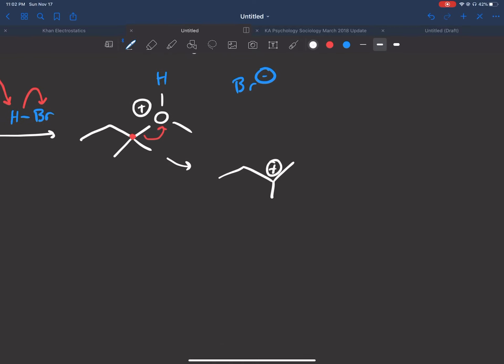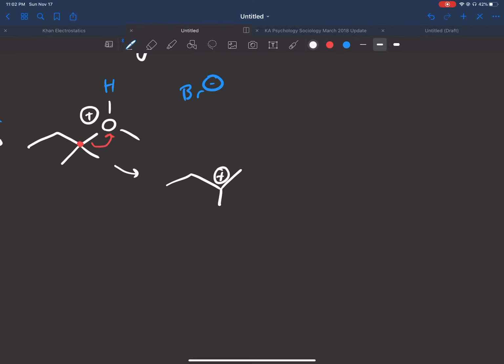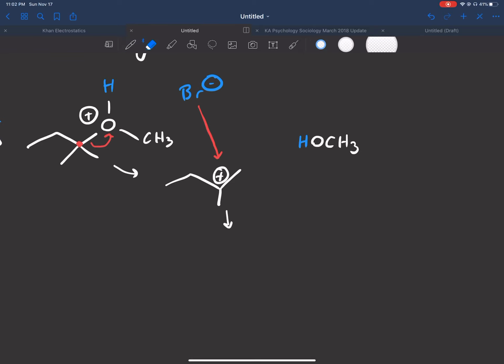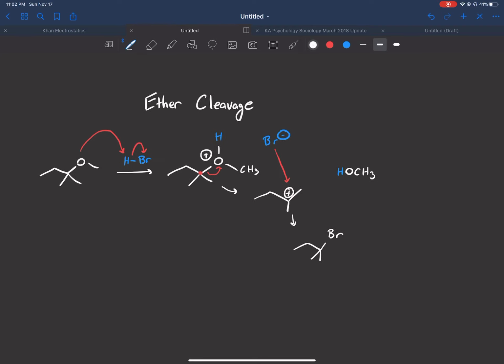So we have this tertiary carbocation. We have this, and this is a methyl, right? So we're going to have this. We have our alcohol, and we still have our Br minus. The next thing that's going to happen is the Br minus is going to come in and attack this carbon. That's going to give us a product that looks like this. Okay, and so that's how we would do this.